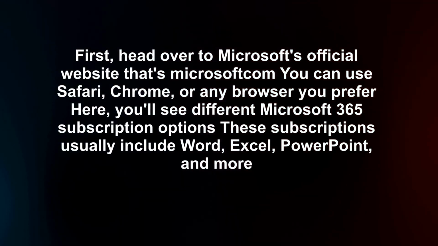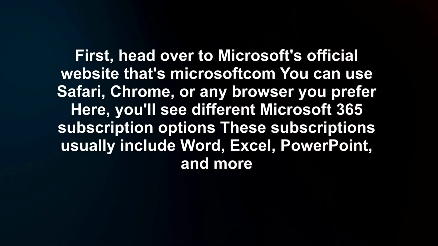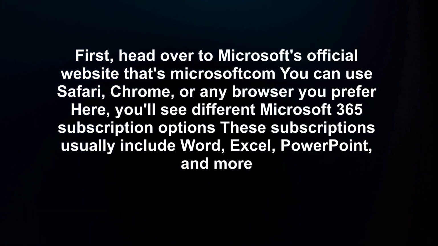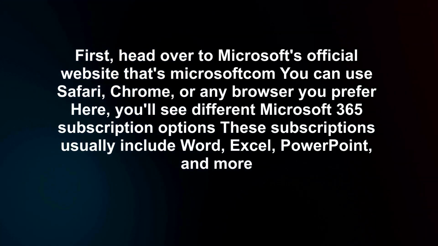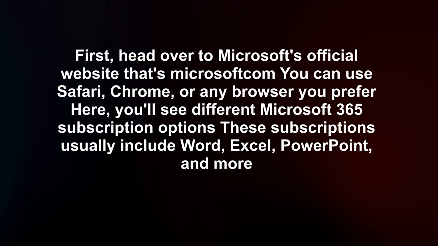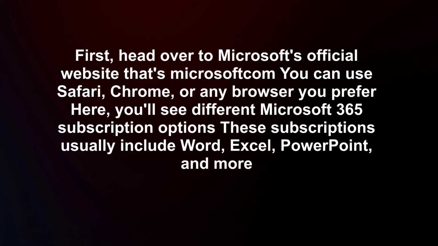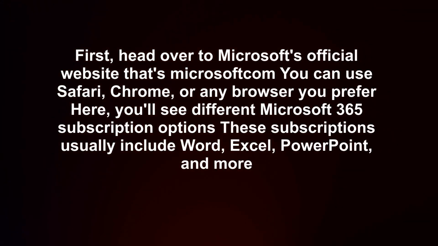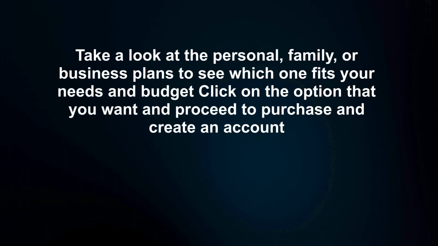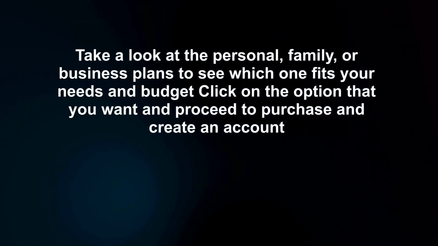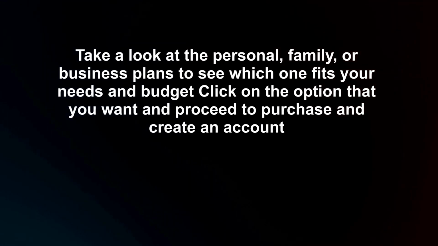First, head over to Microsoft's official website, that's Microsoft.com. You can use Safari, Chrome, or any browser you prefer here. You'll see different Microsoft 365 subscription options. These subscriptions usually include Word, Excel, PowerPoint, and more. Take a look at the personal, family, or business plans to see which one fits your needs and budget.